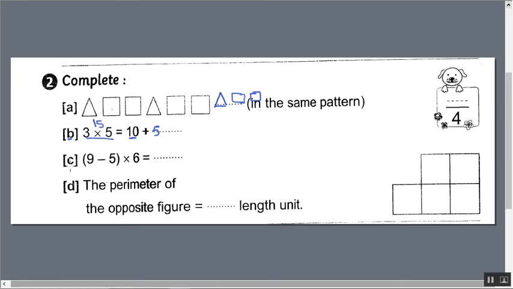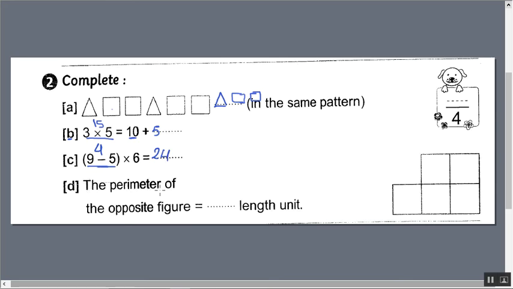Question C. Here he said 9 minus 5, all times 6. 9 minus 5 equals 4. Here we write 4, and here 4 times 6. 4 times 6 equals what? 4 times 6 equals 24.